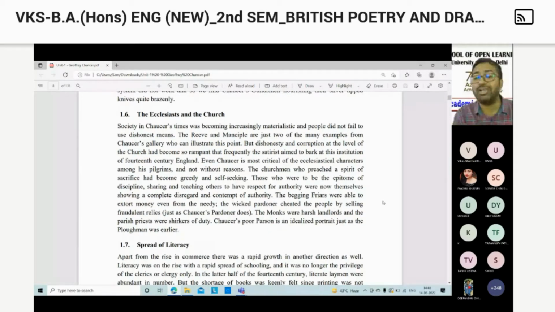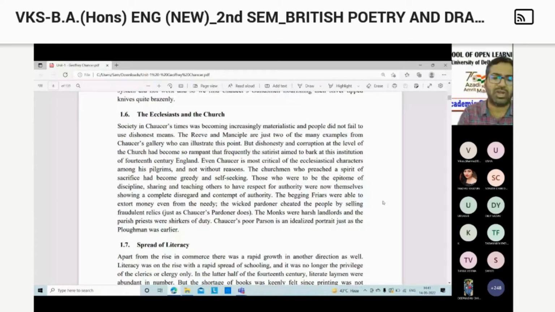But dishonesty and corruption at the level of the church had become so rampant that frequently the satirist aimed to bark at this institution of 14th century England. Even Chaucer is most critical of the ecclesiastical characters among his pilgrims, and not without reasons. The churchmen who preached a spirit of sacrifice had become greedy and self-seeking. So the church was extremely greedy and money minded during this time. All these people who belonged to the church, the friars, the monks, the father, were in some way or the other trying to make money.